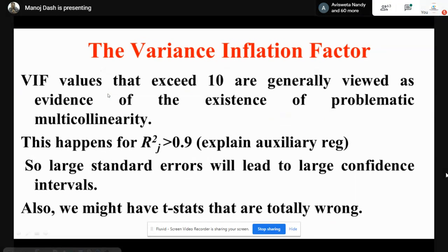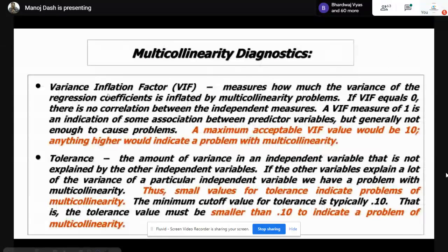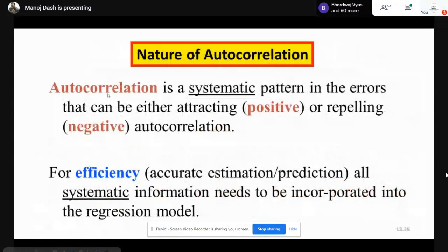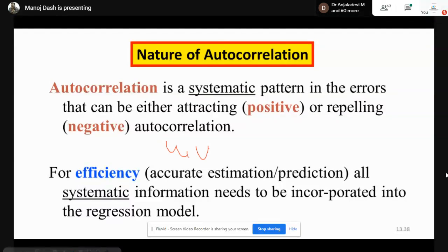Then another problem is called autocorrelation. What is autocorrelation? Autocorrelation means there is a systematic pattern in the error term. Do you think the errors should be correlated, yes or no? No, sir. Errors should not be correlated. So it means Ui and Uj should not be correlated. Clear?